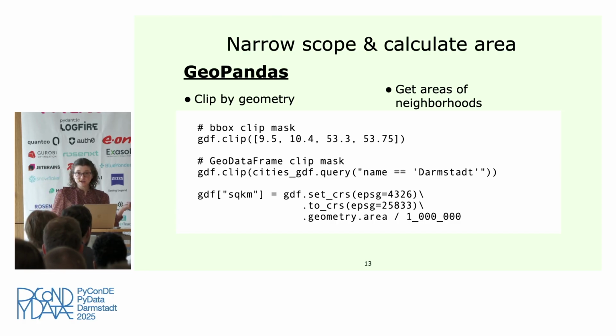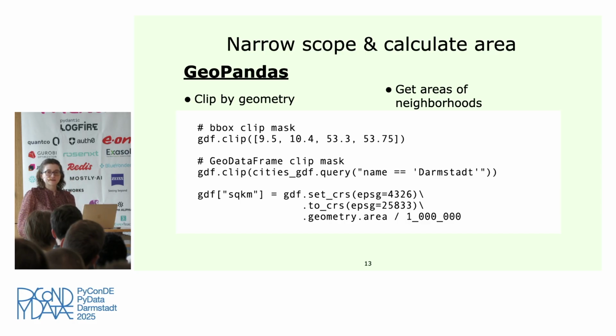To get Darmstadt, I'm going to use a different clip mask. So here I have a data frame of a higher admin level, so for cities. Then I'm going to filter that only for Darmstadt. Then my districts or neighborhoods data frame, I can use the Darmstadt clip mask to then only get the neighborhoods that are in Darmstadt.